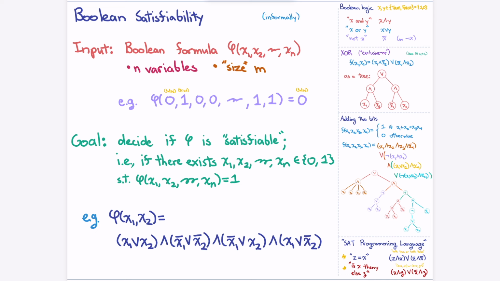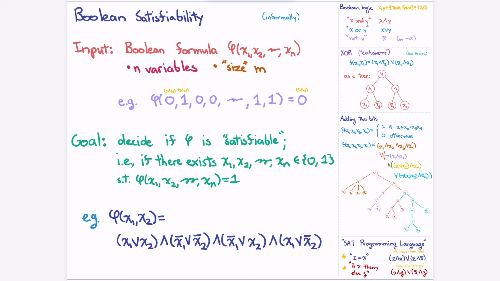Okay, so this formula is sort of symmetric. I put in all four combinations of x1 and x2 with nots on them. So no matter how you set x1 and x2, one of those pairs is going to have to be false. And since you're doing an AND of all these, you'll get false overall. So there's no way to satisfy this formula.